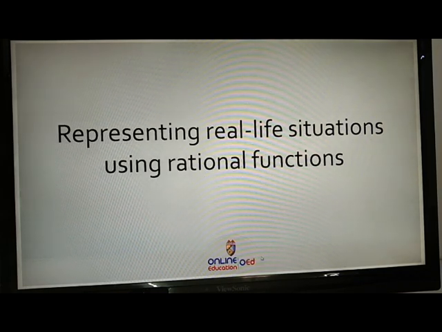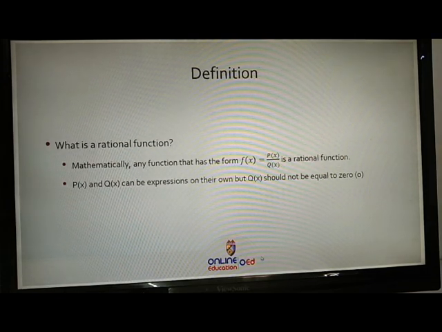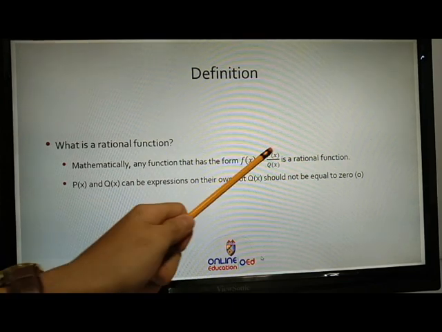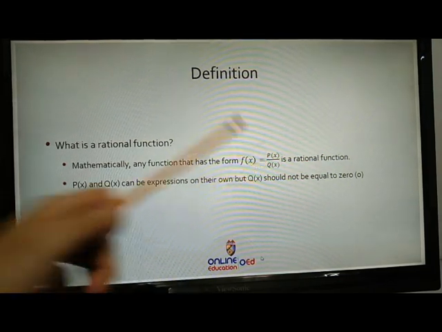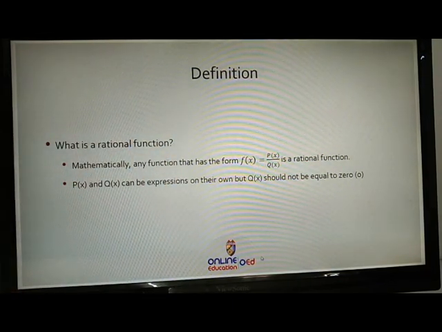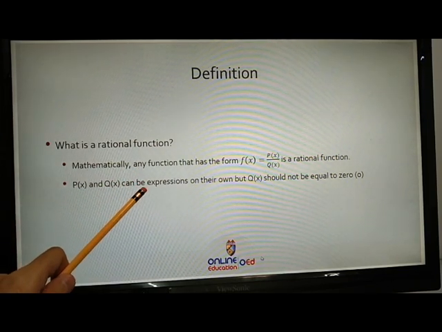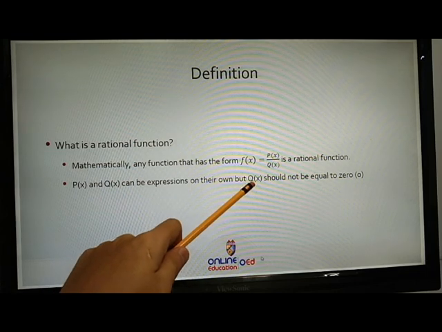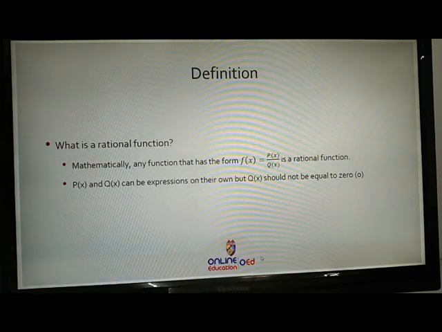Okay, so representing real-life situations using rational functions. The definition, what is a rational function? Mathematically, any function that has the form f of x is equal to p of x over q of x is a rational function. So p of x and q of x can be expressions on their own, but q of x should not be equal to 0. Otherwise, the fraction would be meaningless or undefined.